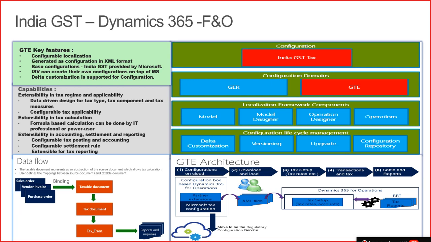Then the rules which are defined for the tax applicability, tax calculation, tax accounting, and tax settlement are there in the tax document. Based on that, the system does the tax calculation, and then the tax transactions are generated, and those are reported in the inquiries. You can see various reports are generated, and in the inquiries you can see the transaction flows. So this is the simple data flow.